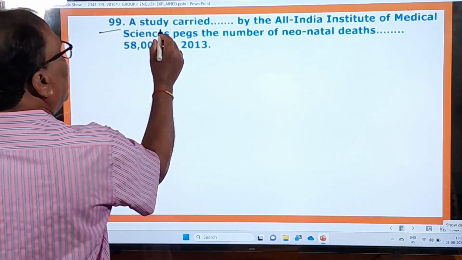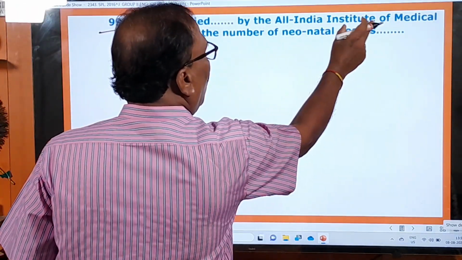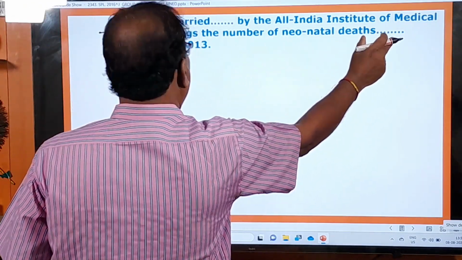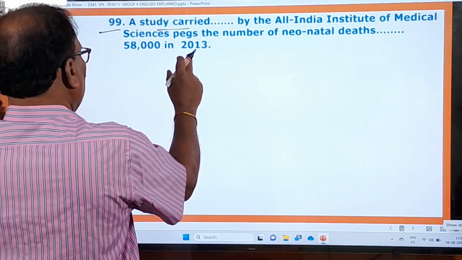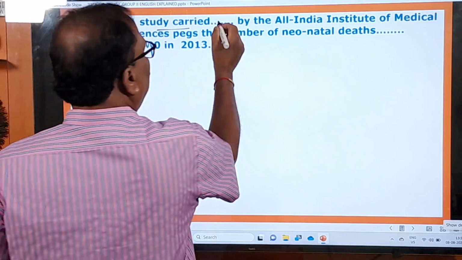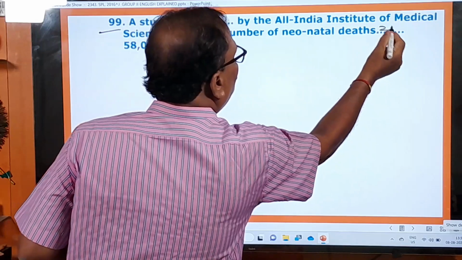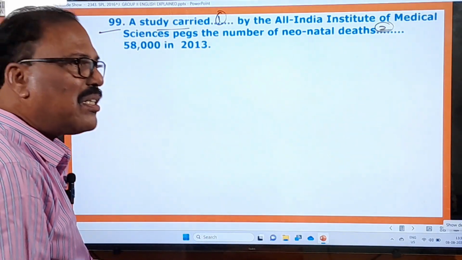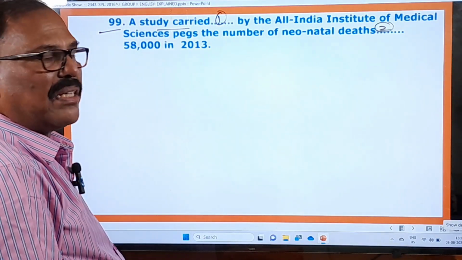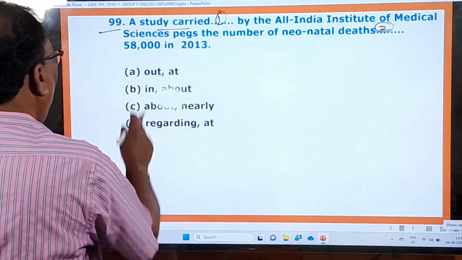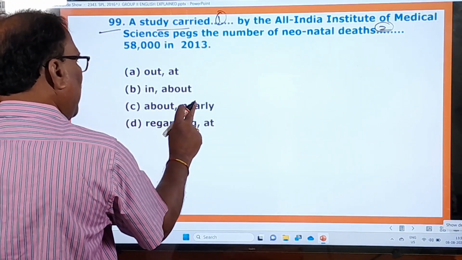99th one. A study carried dash by the All India Institute of Medical Sciences pegs the number of neonatal deaths dash 58,000 in 2013. So here in this sentence, two blanks are given, number 1 and number 2, and let us see which words given in the options fit these two blanks correctly. Okay, and here out, at, in, about, nearly, regarding, at.